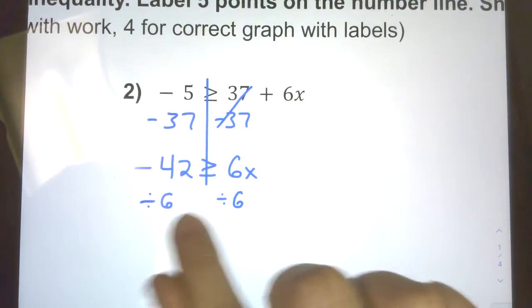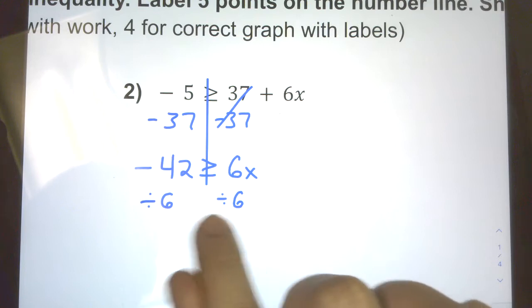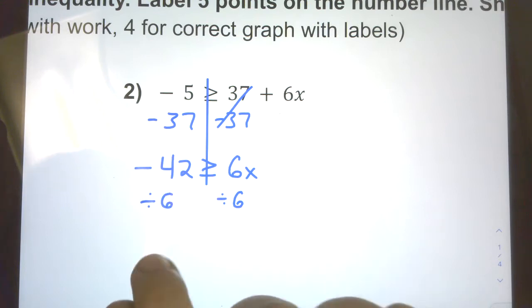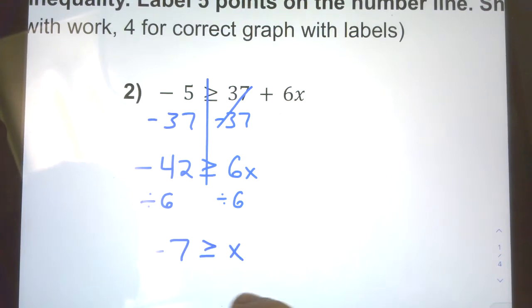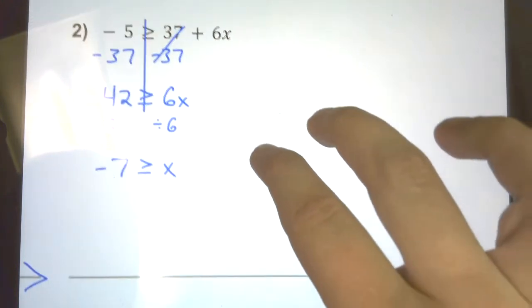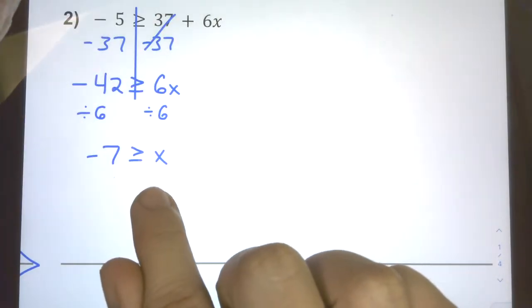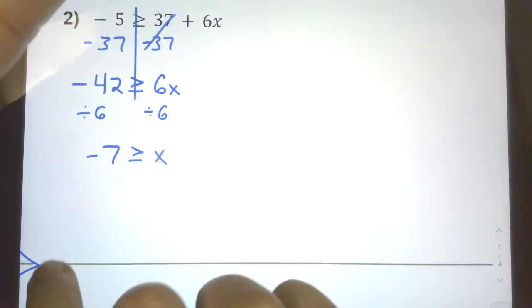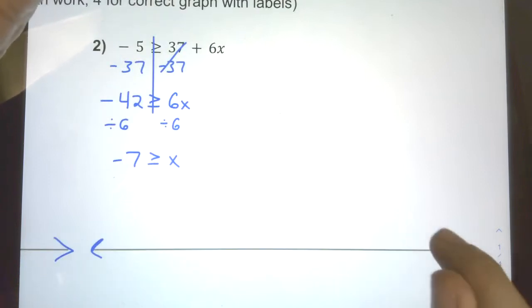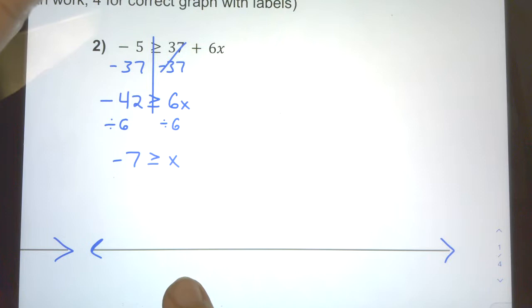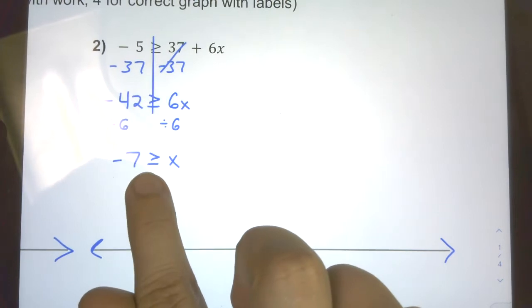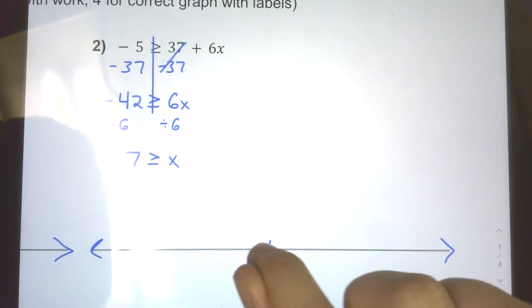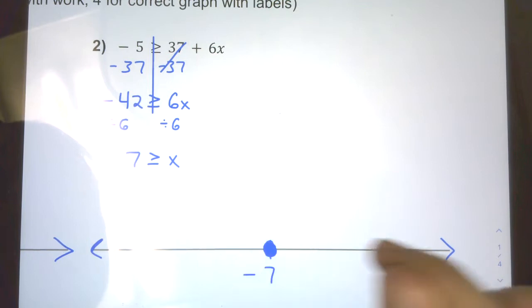Now, notice this 6 is positive, so I'm dividing both sides by a positive 6, even though this is a negative 42. So my inequality sign will stay the same as the greater than or equal to sign. So my solution is negative 7 greater than or equal to x. All right. So down here, remember, make sure you have arrows on the end of your number line. Put your solution in the center, negative 7. This is greater than or equal to, so this will be a solid closed dot.